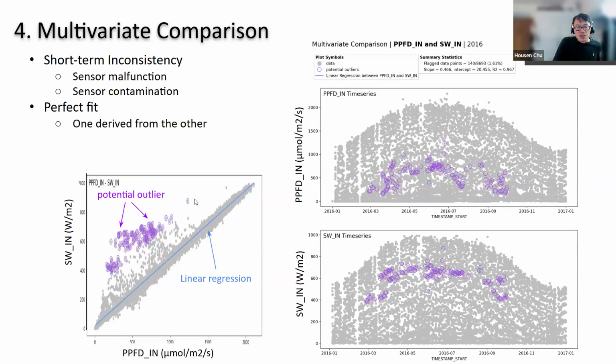In this case, there is some issue. You can see there are more points being flagged outside of the regression, right? And if you look at the time series of these flagged points, they also happen across a season, at a certain time of the day. So in this case, one of the radiation sensors got shaded. So at a certain point of time, a certain time of the day, one of them will be lower than the other.